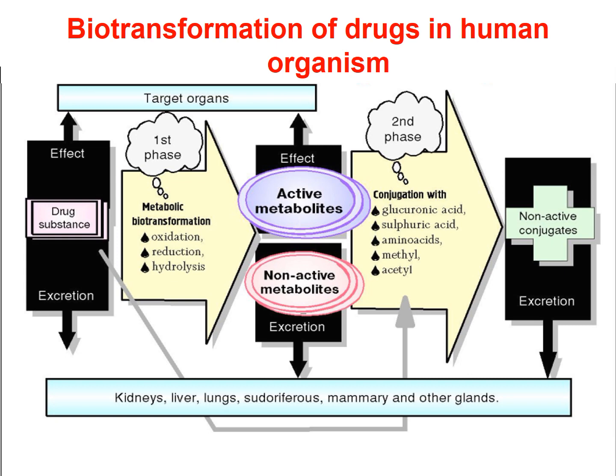the second phase of biotransformation, which consists of the reactions of conjugation with different endogenous substances such as glucuronic acid, sulfuric acid, different amino acids, methyl and acetyl groups. And finally, this results in the formation of non-active conjugates that are later excreted from the body.